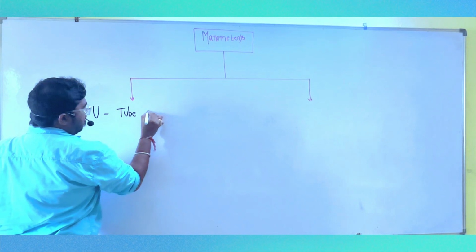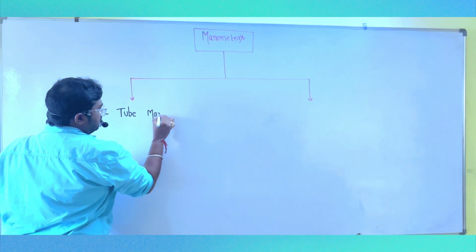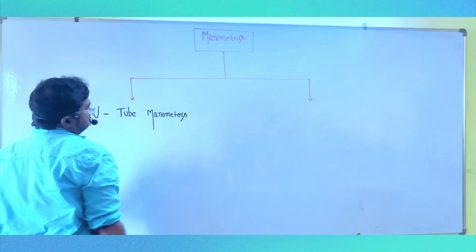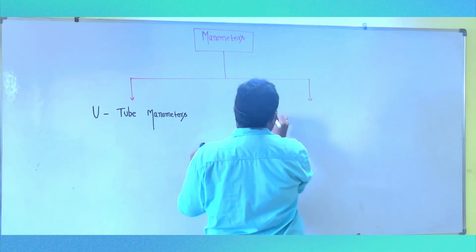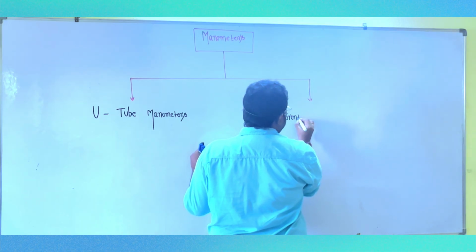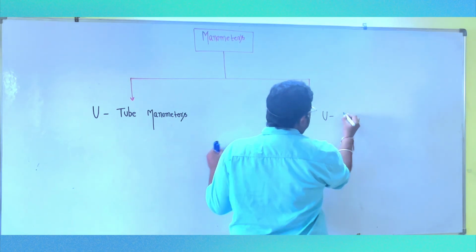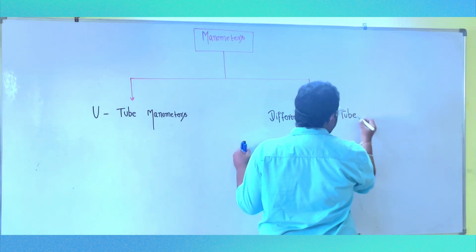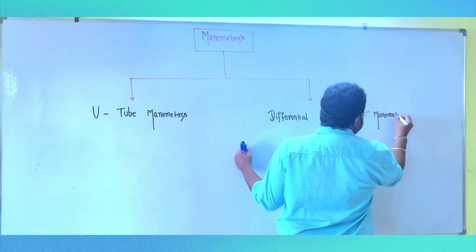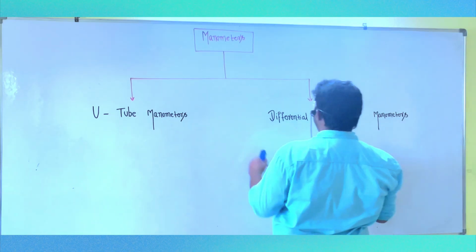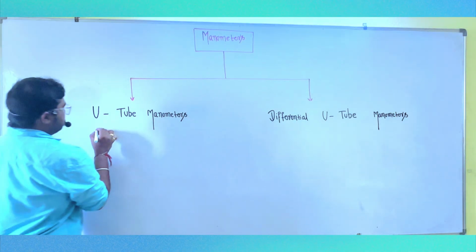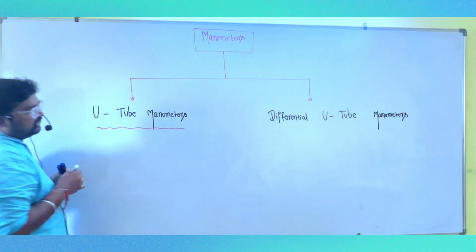U-tube manometers. Then differential U-tube manometers. Okay, the U-tube manometer is used to calculate pressure at a point.